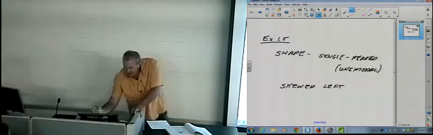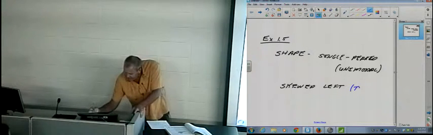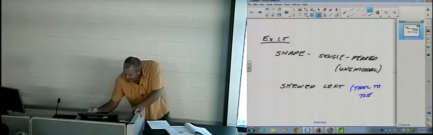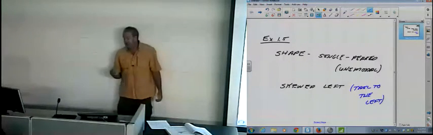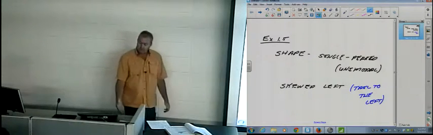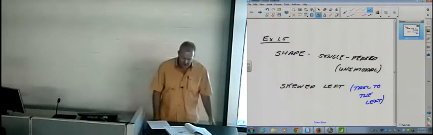I've got to write this part here one more time. You've got a tail to the left. Skew to the left, tail to the left. Skew to the right, tail to the right. That's where we finished on Thursday.